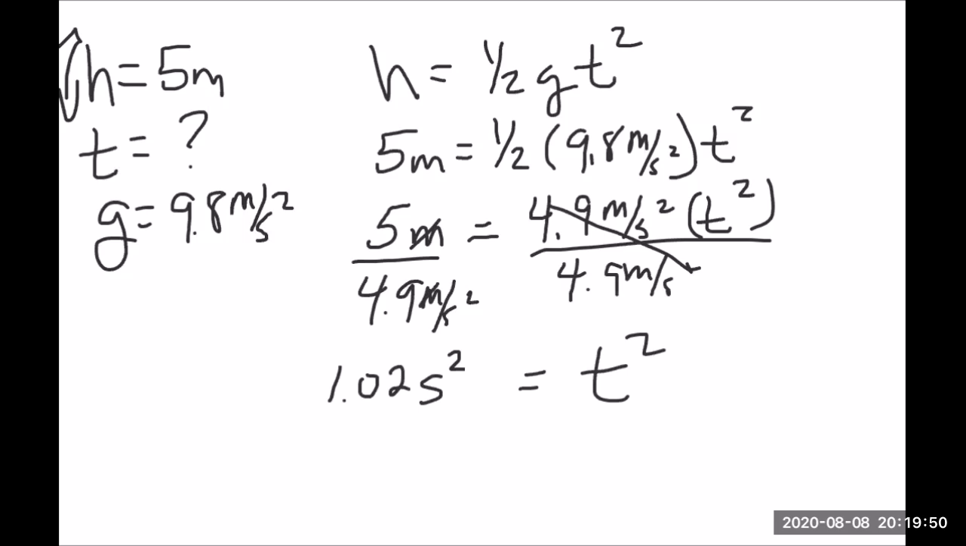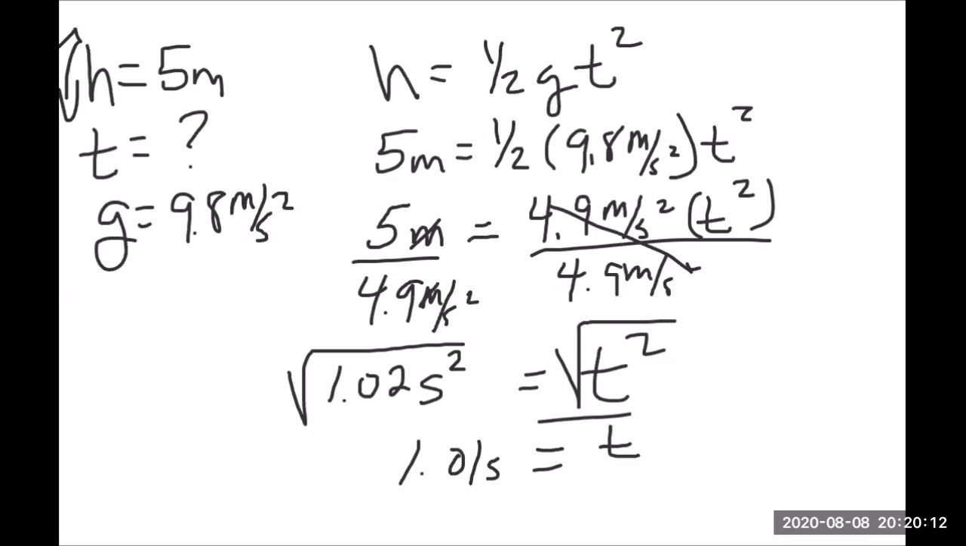Now that is t squared. So to get rid of the square, we need to take the square root. If I take the square root of t squared, that makes it a t. And if I take the square root of 1.02, that is 1.01. My seconds were squared. If I take the square root, I'm just left with a second. So I'd have 1.01 seconds.